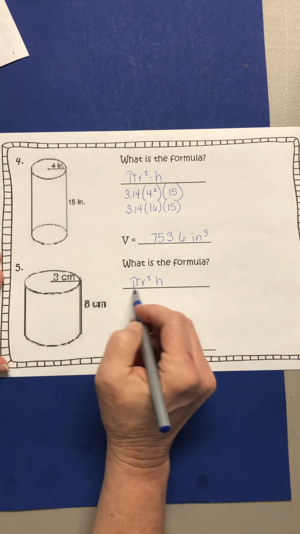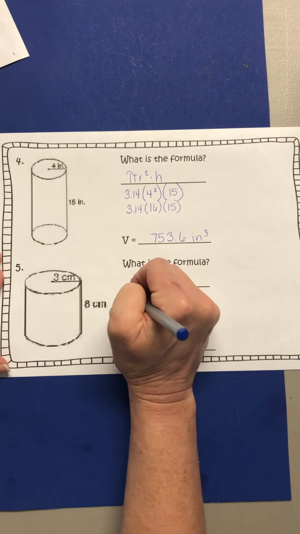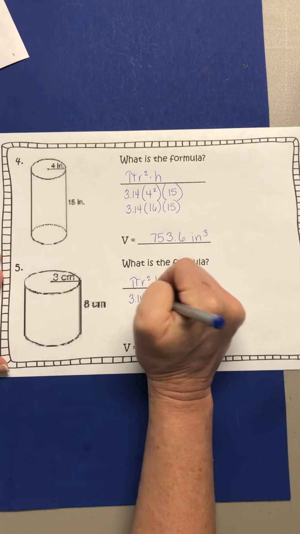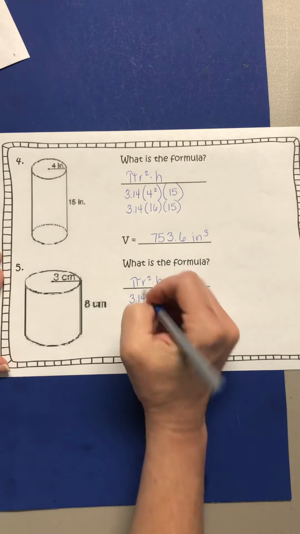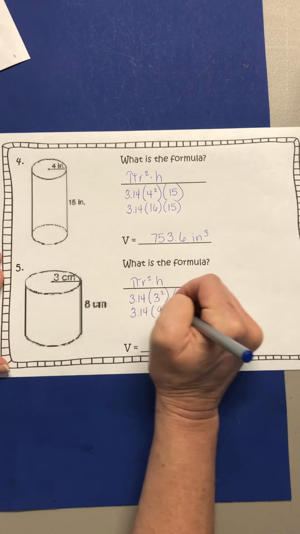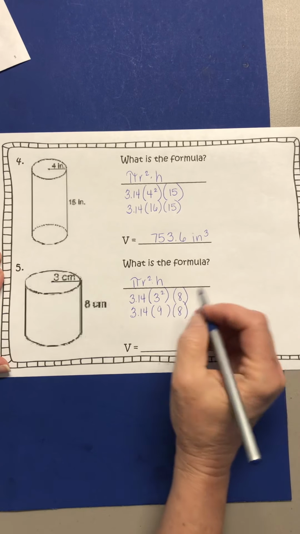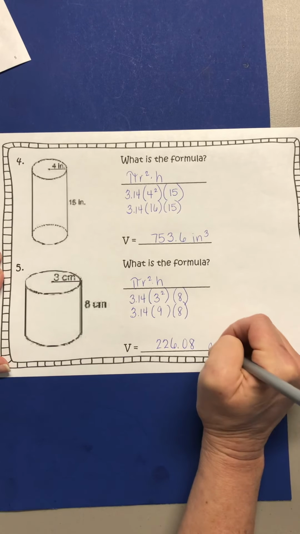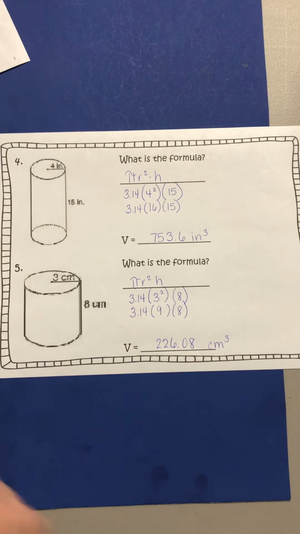Number 5 is still a cylinder, so same formula, pi r squared times h, area of the base times the height. If I work on that, I'm going to have 3.14, which is the pi. My radius is 3, so 3 squared times the height, which is 8. So multiply that together. If you have a scientific calculator that can handle that, you can just put it in the way it is. Or 3 times 3 gives me 9, and then times the 8. So I'm going to get 226.08 centimeters cubed for that one. Hopefully you did well with those.